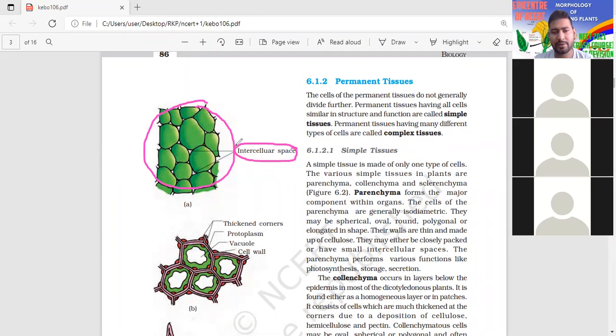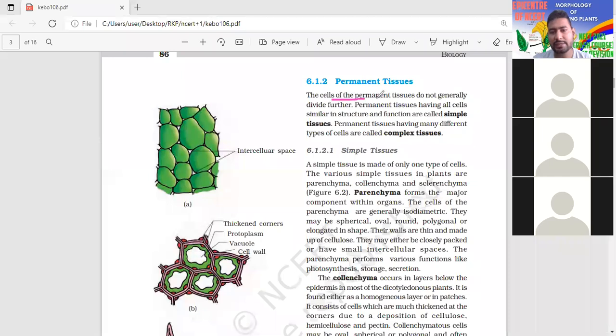Parenchyma, very good. It will be the parenchyma because I told you about the intercellular spaces. Now look, they have intercellular spaces here, due to only primary cell walls being present. So intercellular spaces mean these are parenchyma cells.